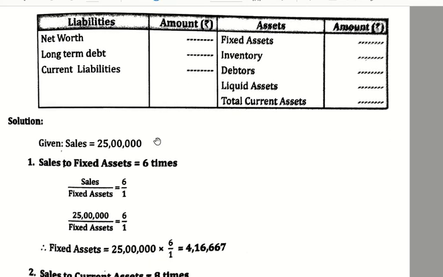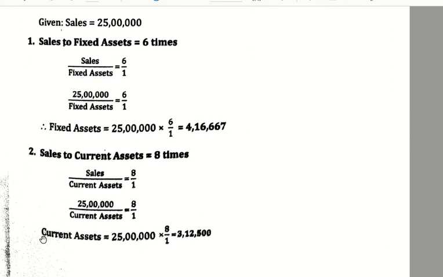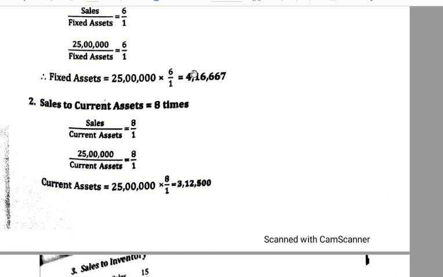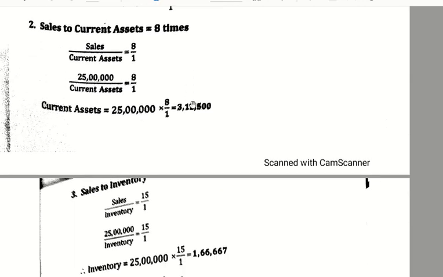And they have given the balance sheet, but we are supposed to find out the amounts and fill it up. So sales is equal to 25 lakhs. Sales to fixed assets they have given 6 times, so 6 by 1. The formula is sales divided by fixed asset, which is equal to 6 by 1. So 25,00,000 divided by fixed assets is equal to 6 by 1. Therefore your fixed asset, when you cross multiply, you get it to be 4,16,667.